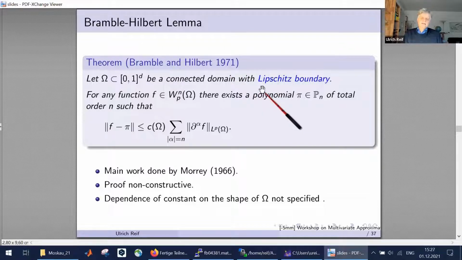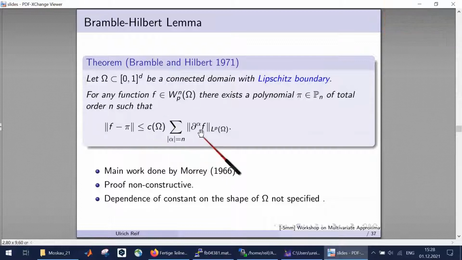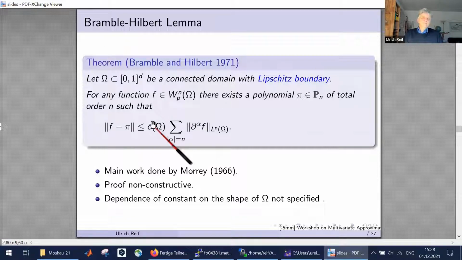In this famous result, it's stated that if the domain has a Lipschitz boundary, and if the function f is in the Sobolev space W^{n,p}, then there exists a polynomial p of total order n such that we get an error estimate of the expected type: the partial derivatives of order n and some constant depending on omega. It should be mentioned that the main work for the proof was done by Murray some years earlier. The proof is non-constructive, and the dependence of this constant c on the shape of omega is not specified.